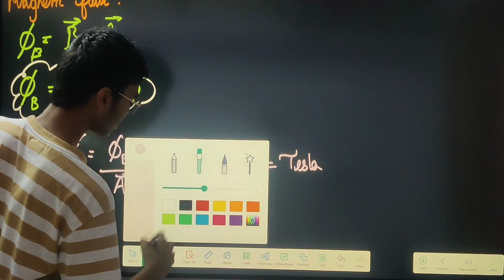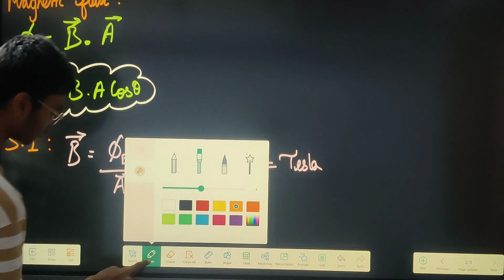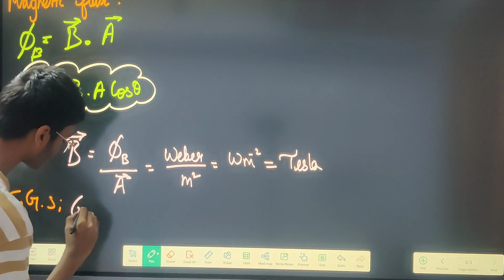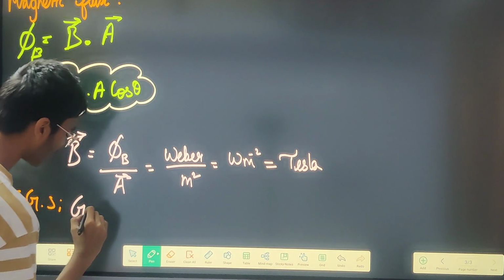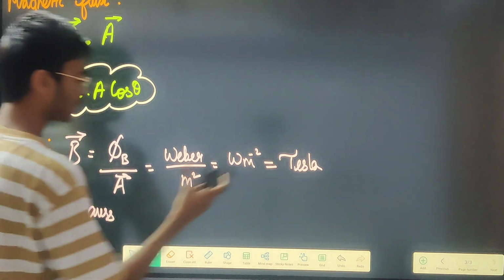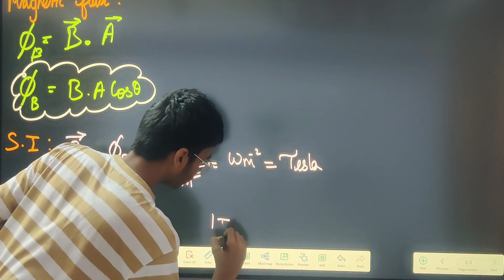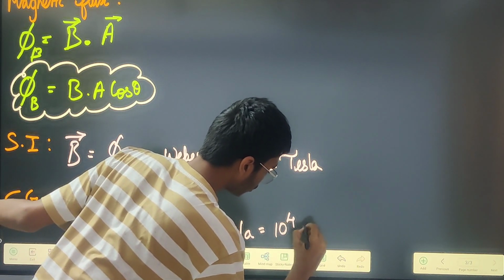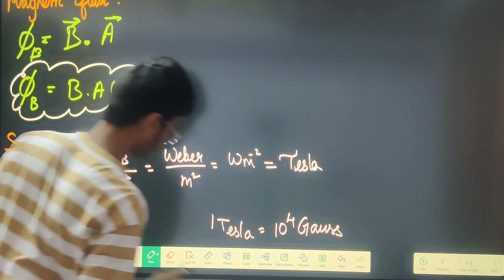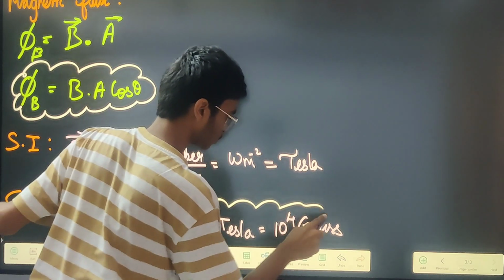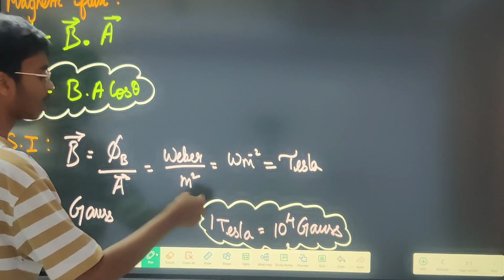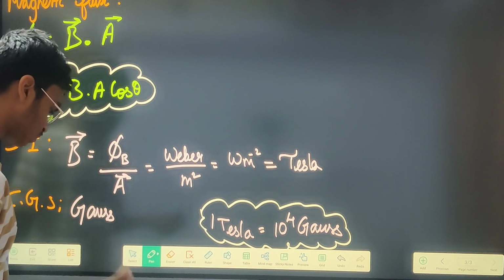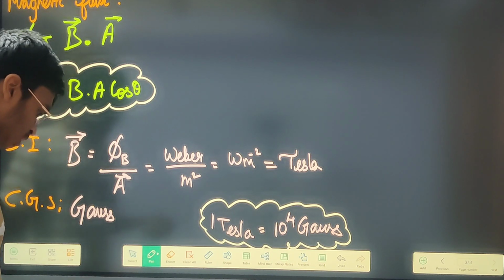Then coming to the CGS unit, it is Gauss. Sorry, Tesla is not equal to Gauss. The CGS unit is Gauss. The relation between Tesla and Gauss is 1 Tesla is equal to 10 to the power of 4 Gauss. Kind of important, you have to memorize this. Okay, so we have completed as much as possible.